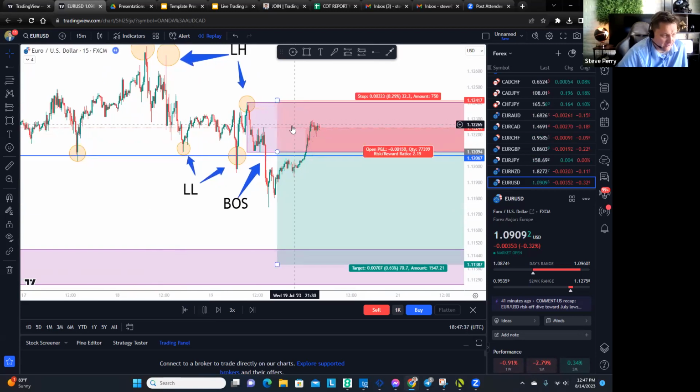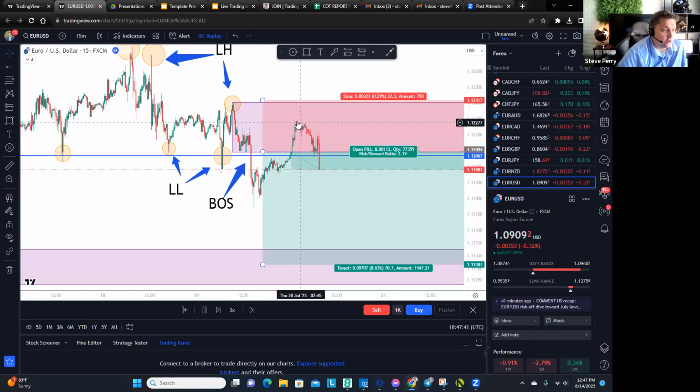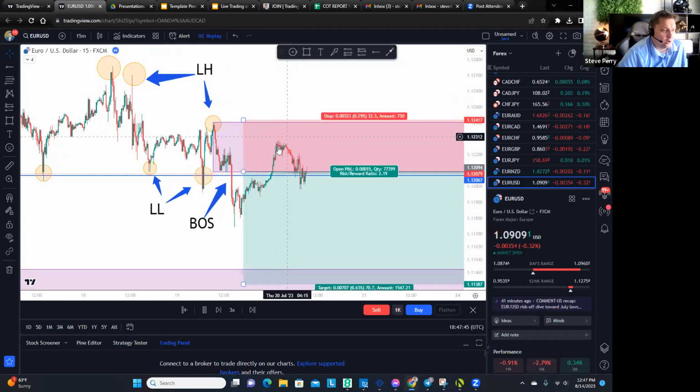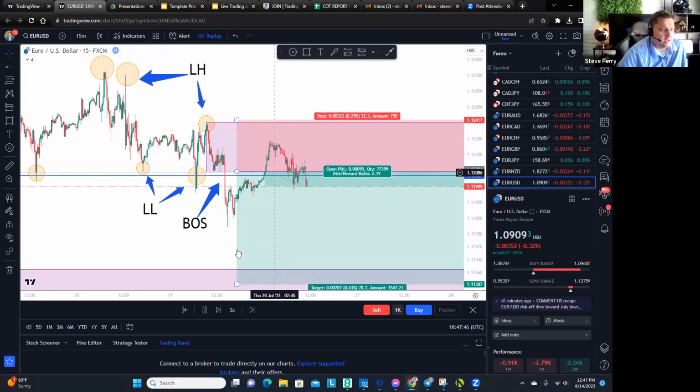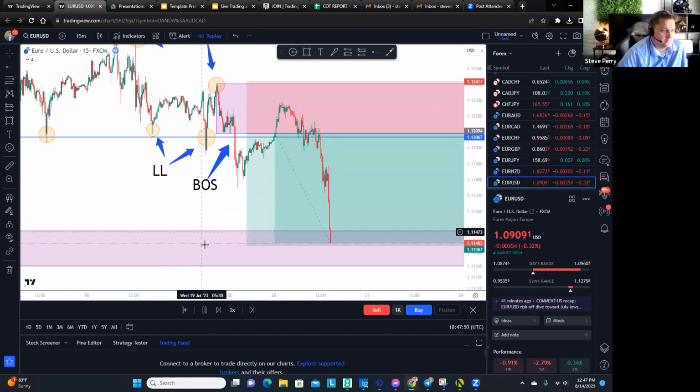It went about halfway through this zone and forms another lower high. As you can see, that's another lower high. And then it's just off to the races, right? Boom.